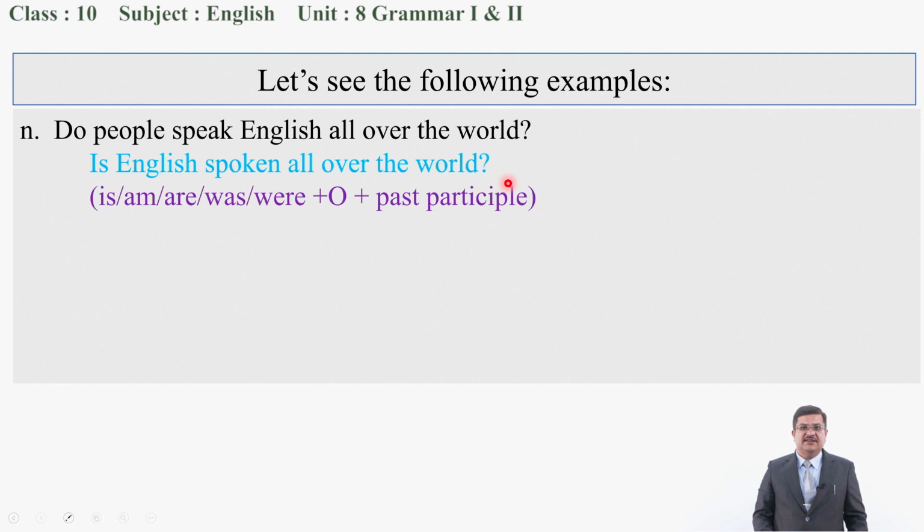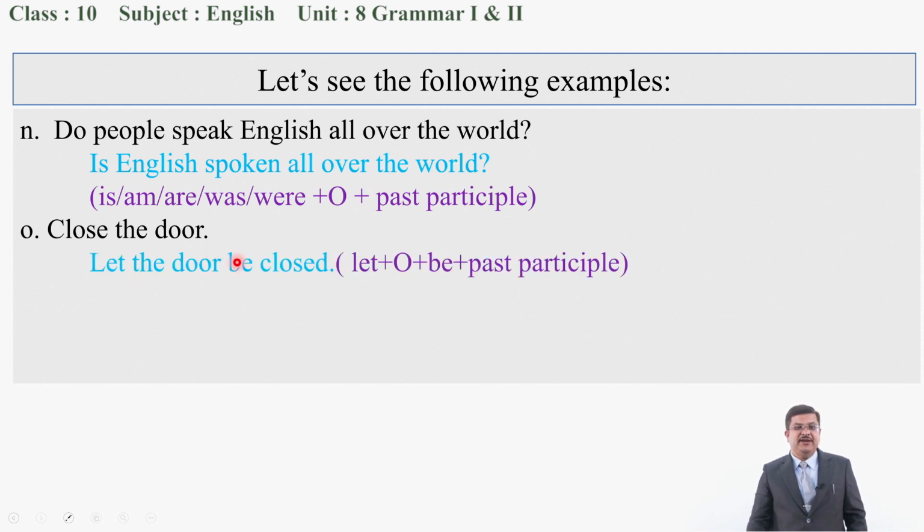I think you might have understood the structure of passive. Close the door. Very simple. Again, close the door. Imperative sentence, but it is an affirmative one. When there is affirmative, there must not be used not. Let the door be closed. Let with object with be with past participle.